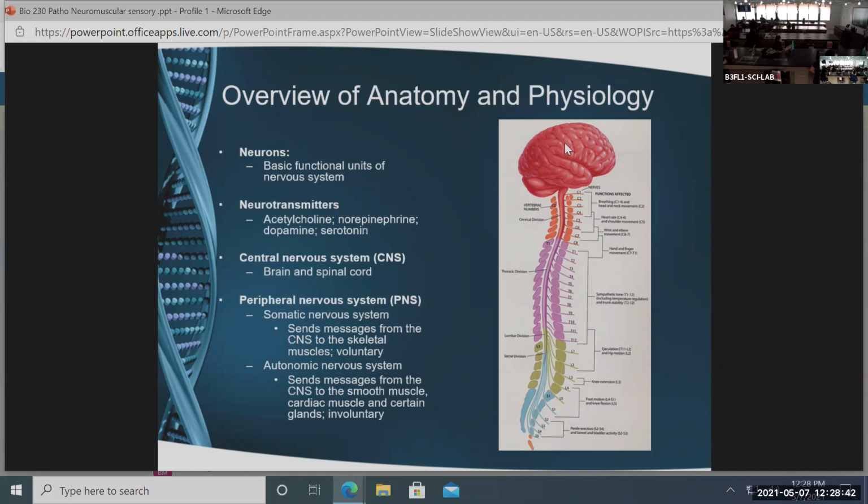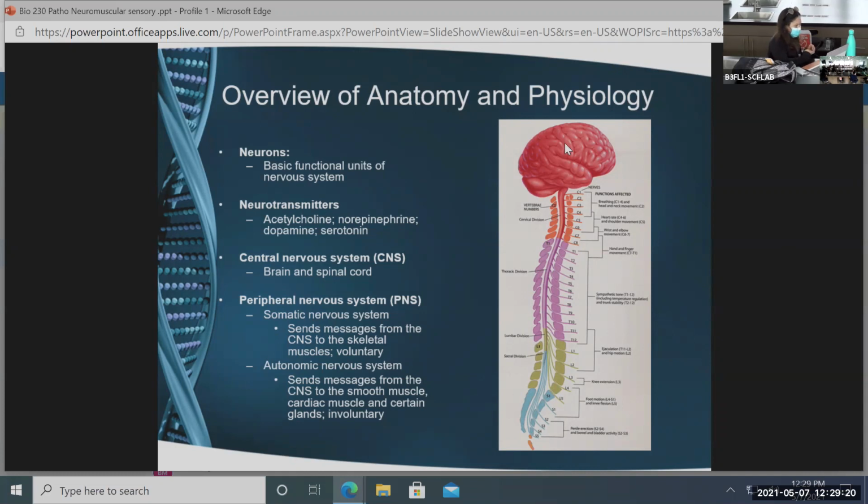Number one, neuron. What is a neuron? It is the basic functional unit of the nervous system. Neurotransmitters, we know neurotransmitters. We discussed so many: acetylcholine, norepinephrine, serotonin, dopamine. Dopamine we discussed with Parkinson's disease. Acetylcholine we discussed with myasthenia gravis. The feel-good hormone, serotonin.